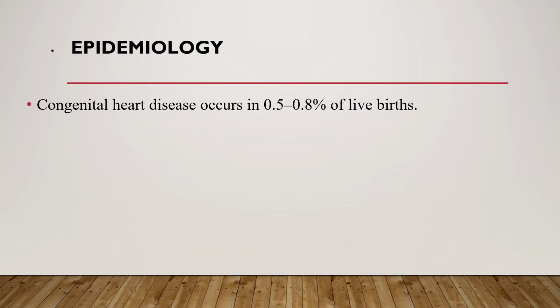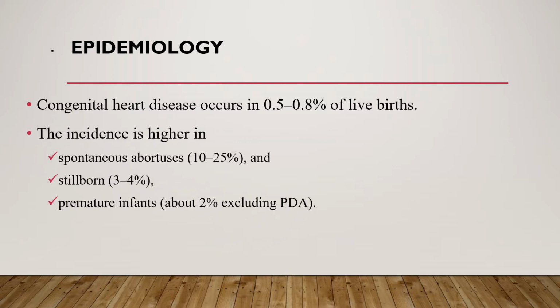To start from the epidemiology, congenital heart disease occurs in 0.5 to 0.8% of live births, and the incidence is higher in those who have spontaneous abortus, stillborn, and premature infants. It's estimated to occur in 10 to 25% of spontaneous abortus, and it is thought to occur in 3 to 4% of stillborn newborns and about 2% of premature infants, excluding PDA.